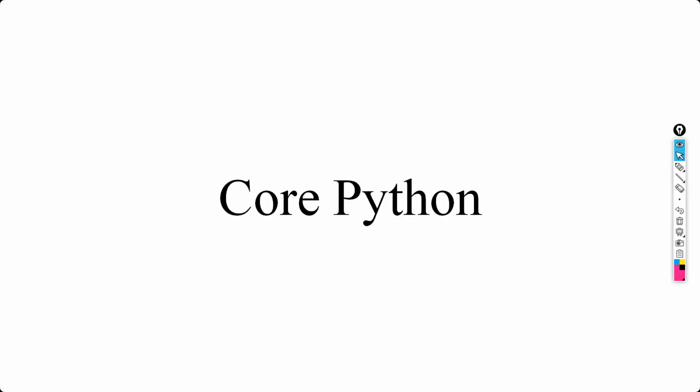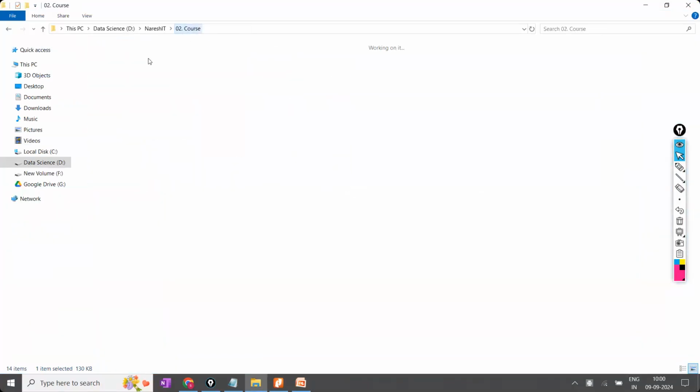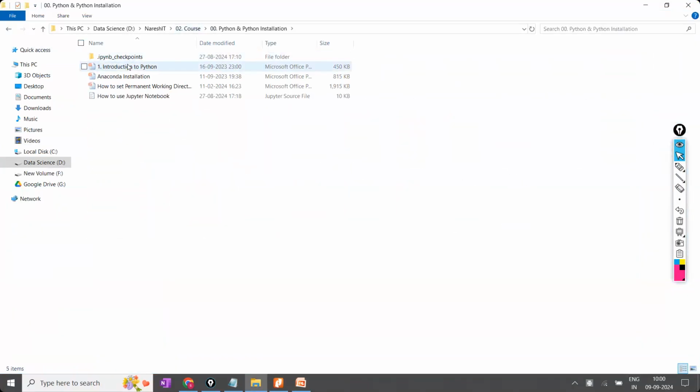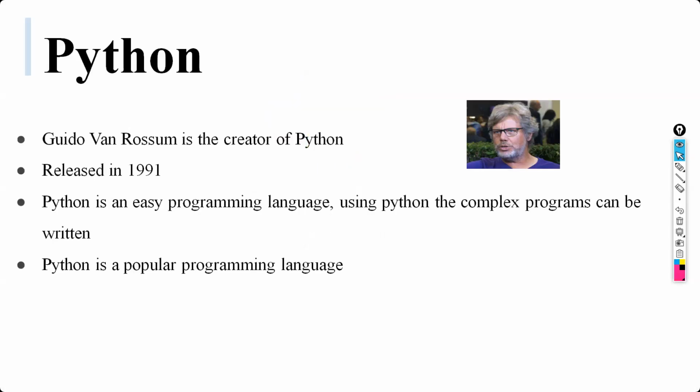So, introduction to Python. Python is a programming language which was created in 1991 by Guido van Rossum. It is one of the easiest programming languages where we can write complex programs also in simple words. That is the advantage of Python.